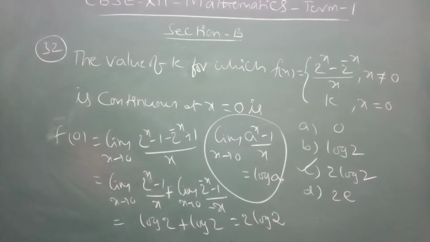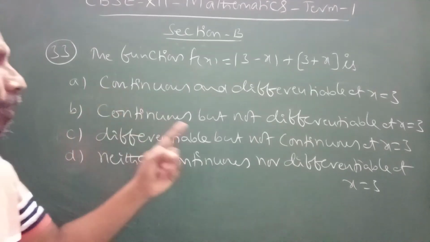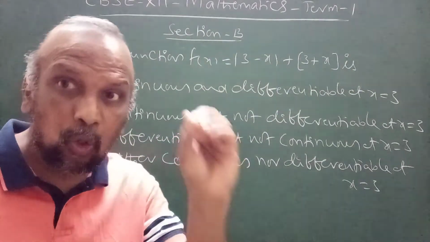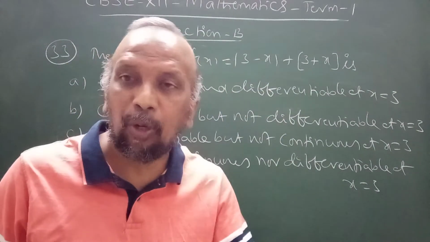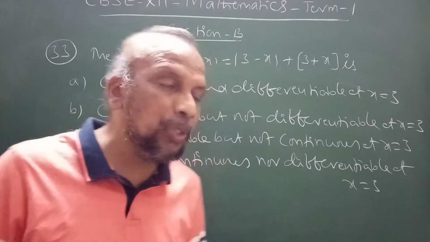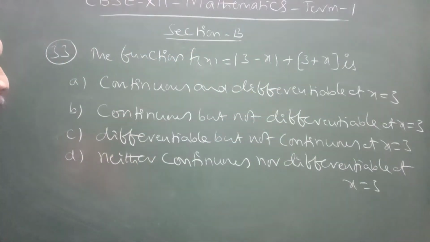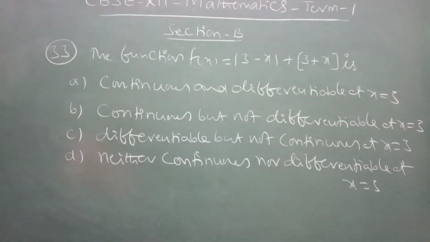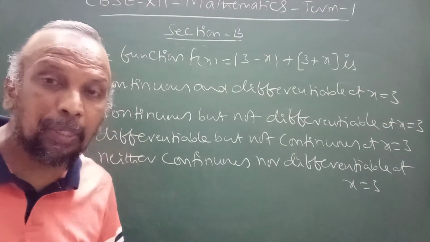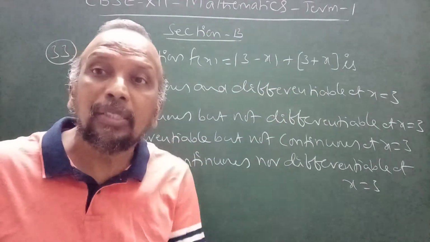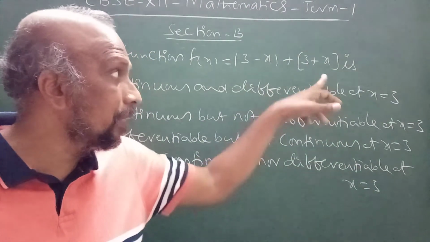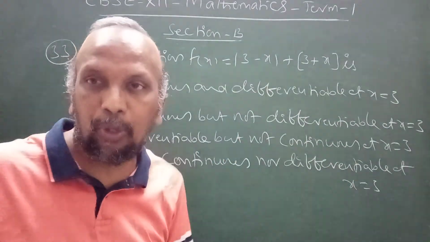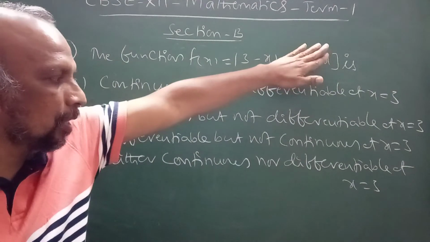2 log 2. So the given function is mod of (3 minus x) plus mod of (3 plus x)... Generally mod x is always continuous at any point, for all x. So look at this, mod x is continuous. Then we may think either option A or B is correct since it is continuous. But the step function, the greatest integer function, is always discontinuous at integral points. It is discontinuous.